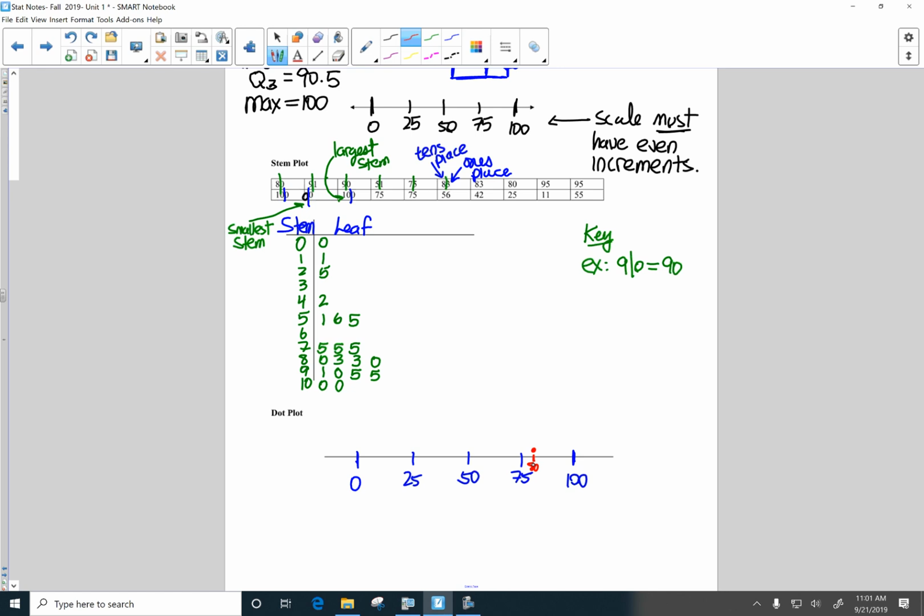The next one is 91. So I'm going to ballpark the 91. Now, I don't know where 90 is, but I know it's not where 91 is. It's got to be a little bit to the left of that. So I'm going to put that just a smidge to the left. A little bit above it, yeah.